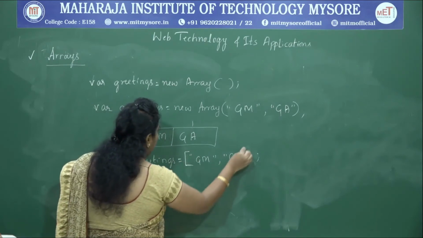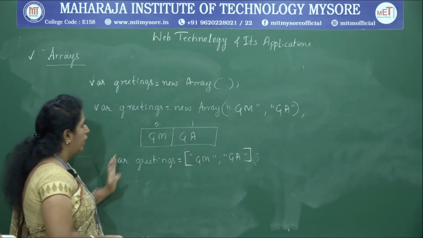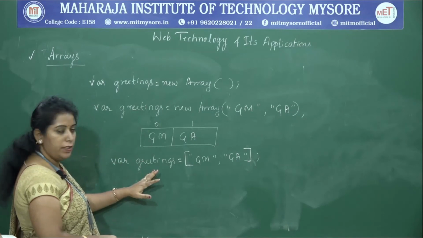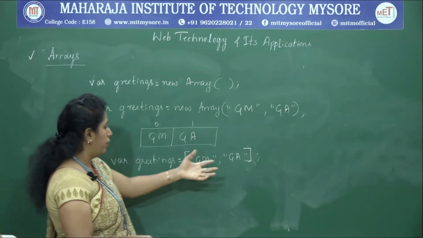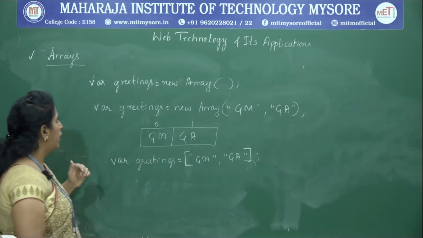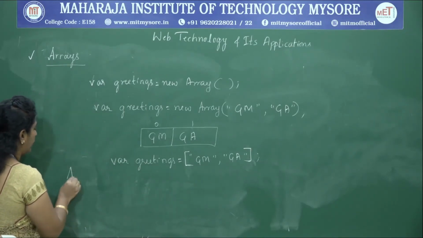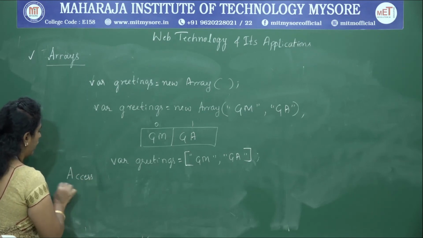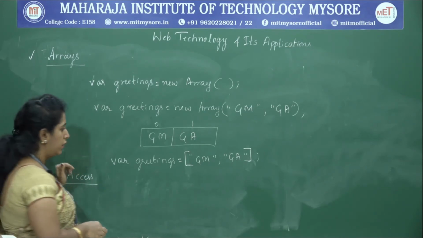Write it in this way using square brackets. The same statement can be written in this way using square brackets. It is going to work. So next is about how to access array elements. How to access array elements.